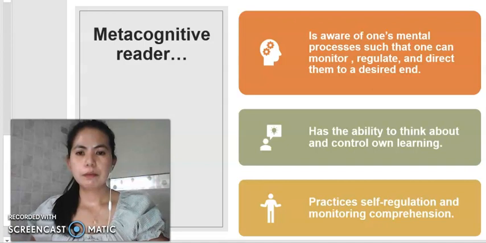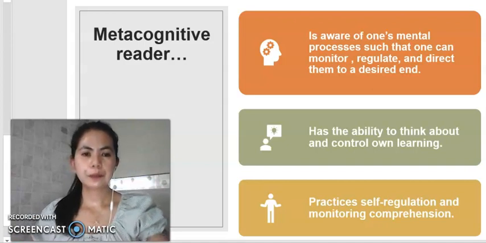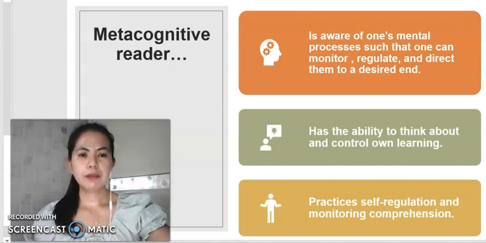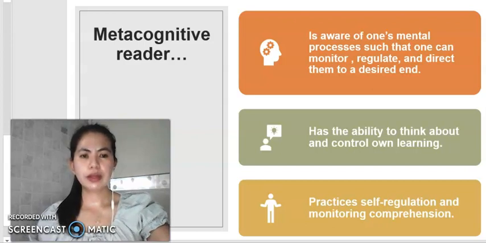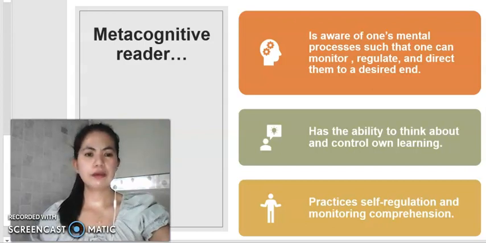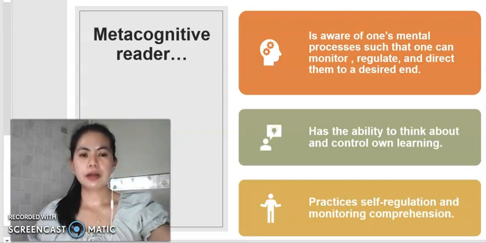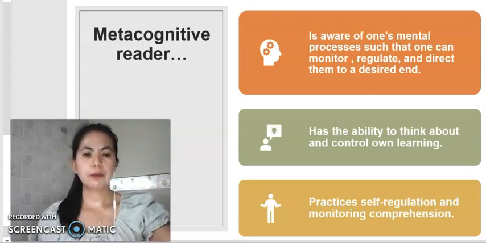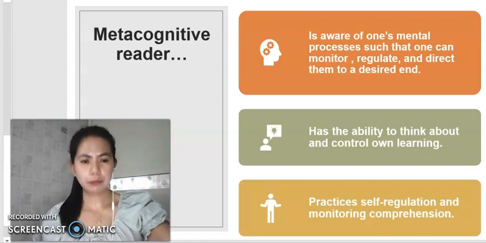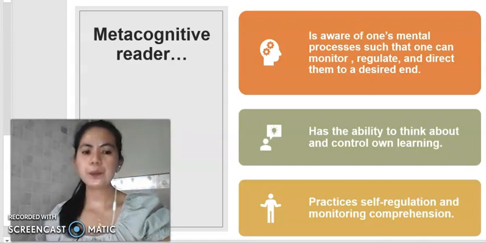Next is the metacognitive reader. Is aware of one's mental processes such that one can monitor, regulate, and direct them to a desired end. Has the ability to think about and control their own learning, and practices self-regulation and monitoring comprehension.